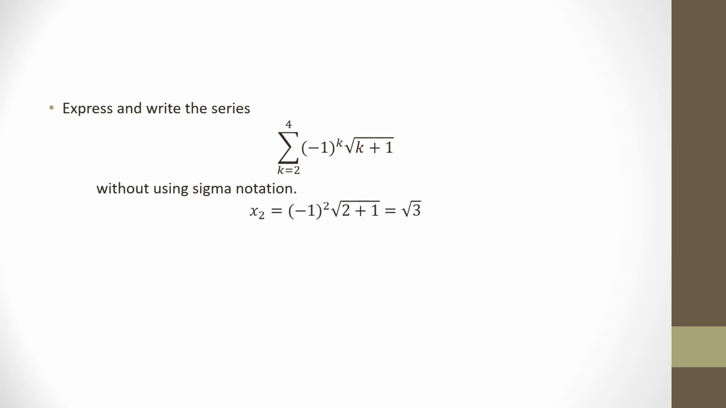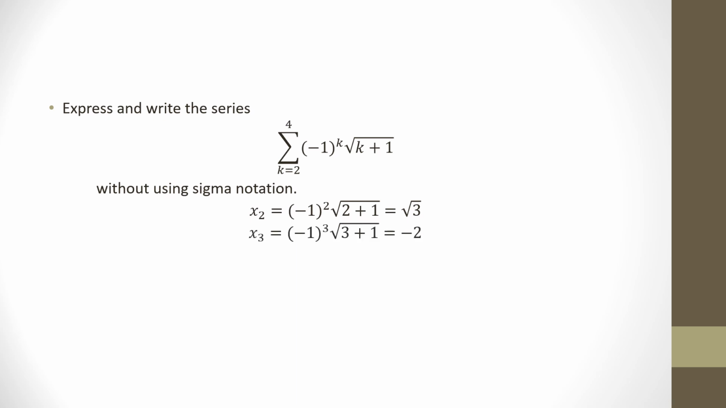Ayan. Express and write a series. 4. Ayan. K is equal to 2. And then the formula is negative 1 raised to k square root of k plus 1. So, kapag, ayan, without using sigma notation, without using calculator, kumbaga. So, negative 1 raised to 2. Sa 2 tayo mag-umpisa kasi k is equal to 2. Square root of 2 plus 1. Then, simplify. Negative 1 squared is 1. Square root of 2 plus 1 is square root of 3. Times 1 is square root of 3 pa rin.